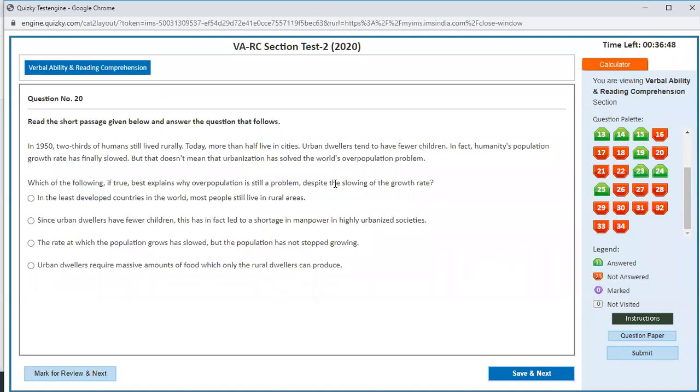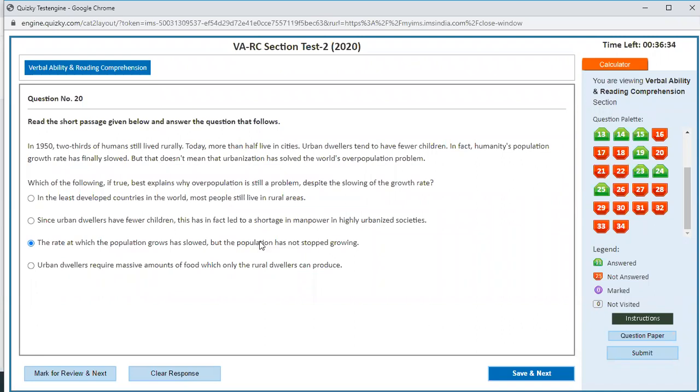Urban dwellers require massive amounts of food, which only the rural dwellers make. This is very, very relevant. I would not want to consider 4. 3 is my favorite so far, but let's read the other 2 also once again.